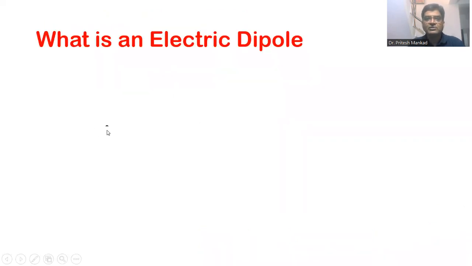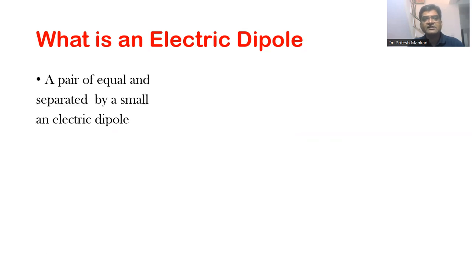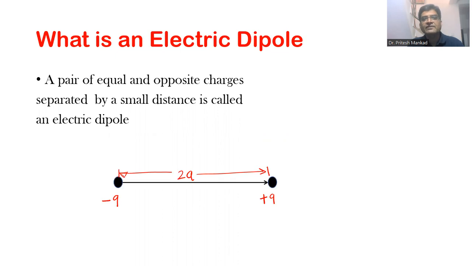What's an electric dipole? As the word suggests, it is made up of two words, di and pole. So there are two poles, so here you have two polarities. What are the two polarities possible? We have two equal and opposite polarities, positive and negative. So a pair of equal and opposite charges separated by a small distance is called an electric dipole.